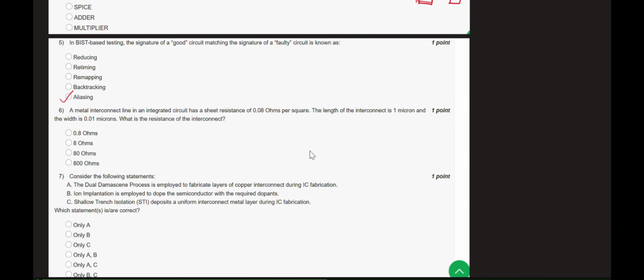A metal interconnect line in an integrated circuit has a sheet resistance of 0.08 ohms per square. The length of the interconnect is 1 micron and the width is 0.01 micron. What is the resistance of the interconnect? Okay, let's see here. I'm trying to draw it so that you can get a better idea.